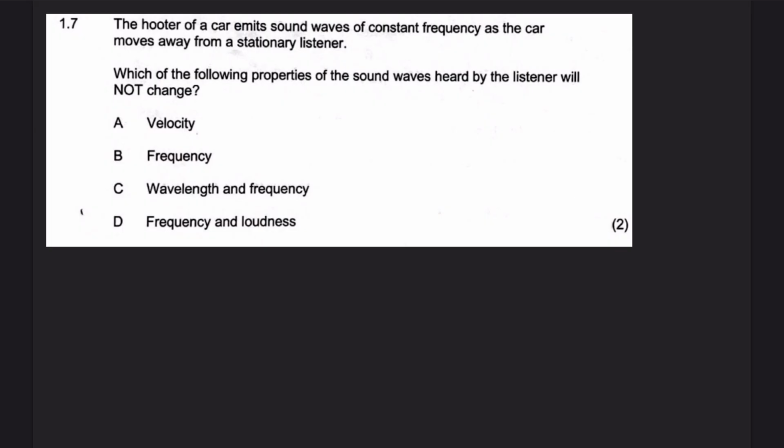Question 1.7. The hooter of a car emits sound waves of constant frequency as the car moves away from a stationary listener. Let's sketch this out. Stationary listener. There is a car, don't mind the drawing, and it is moving away. Which of the following properties of the sound waves heard by the listener will not change?